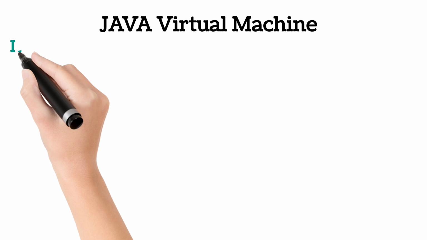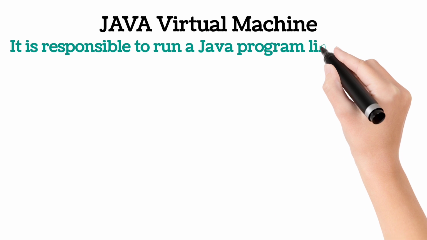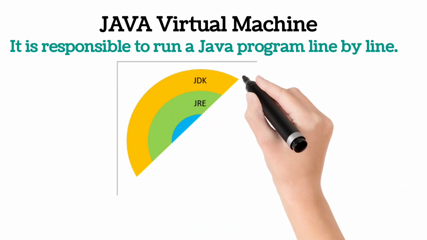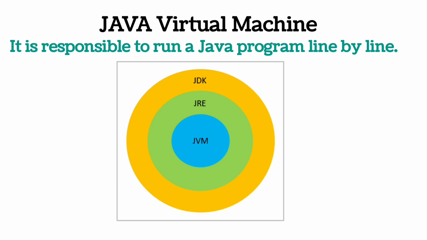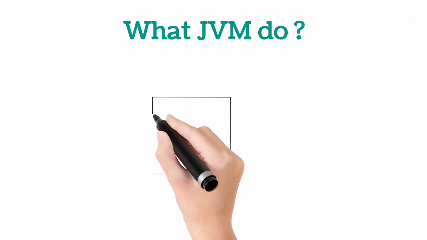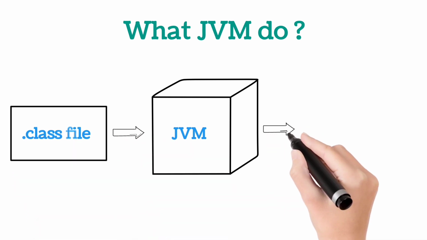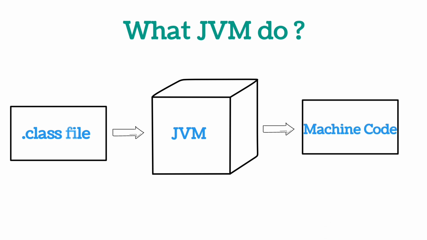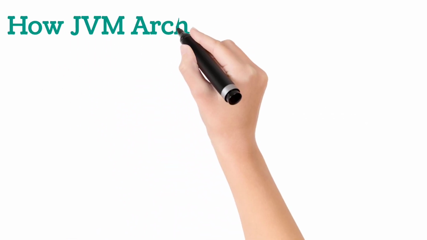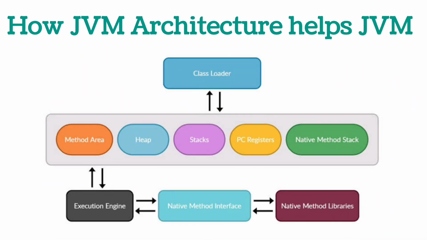What is the Java virtual machine? As we all know, it is responsible for running a Java program line by line. JVM is a part of JRE and JRE is a part of JDK. What does JVM do? JVM accepts a class file as input and converts it into machine code. How does JVM architecture help JVM? See the diagram. We are going to discuss all its components one by one.